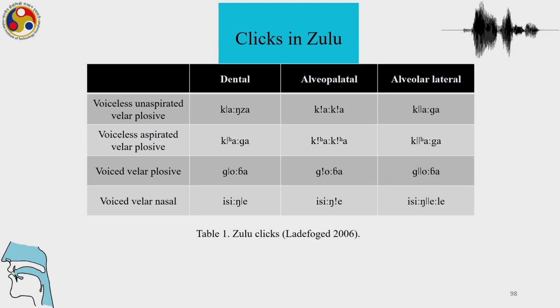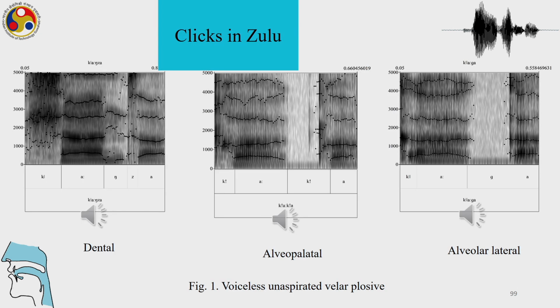So these are clicks in isiZulu, and we can see that they have three places of articulation, that is dental, alveopalatal and alveolar lateral. Hlanza. So this is the voiceless unaspirated velar. This is the dental. Kaka. So this is the dental, this is the alveolar, and this is the alveolar lateral.